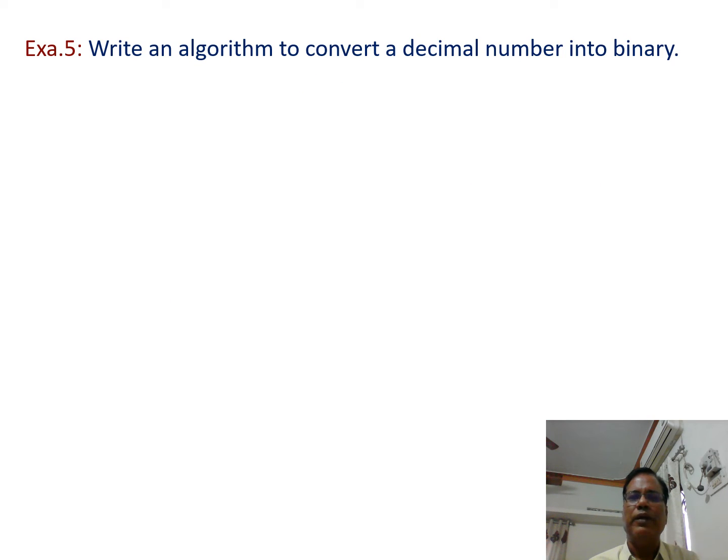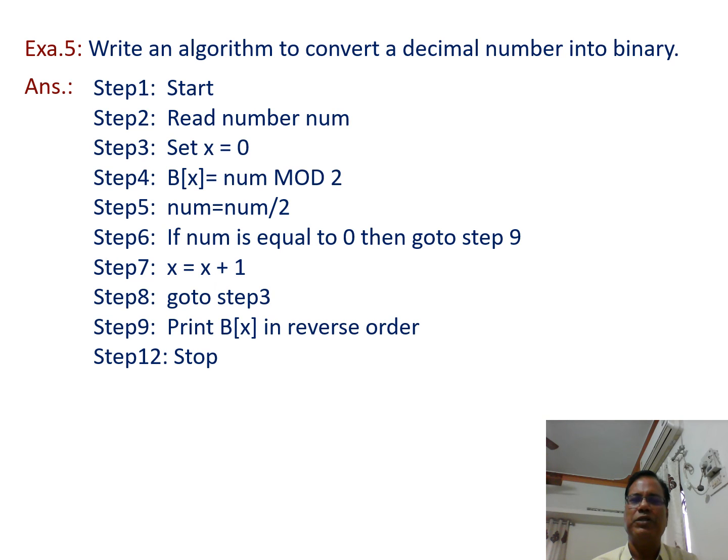Another example: write an algorithm to convert a decimal number into a binary number. So in this one, how a decimal number is converted into a binary number, an algorithm in pseudocode is written. Step 1 is start, step 2 read number num. Then step 3, set x equal to 0. We are setting a variable x equal to 0.